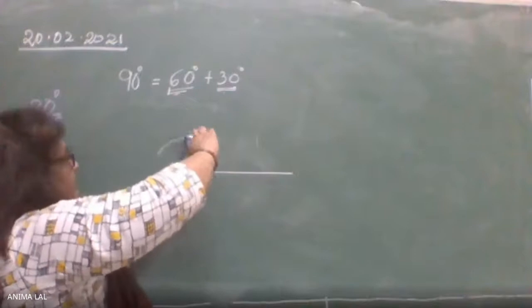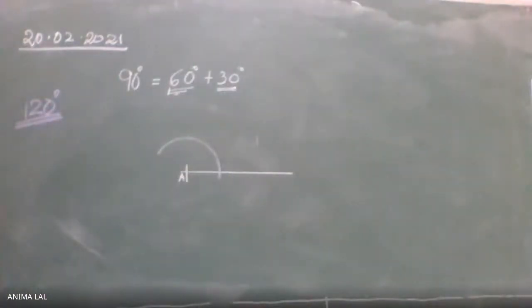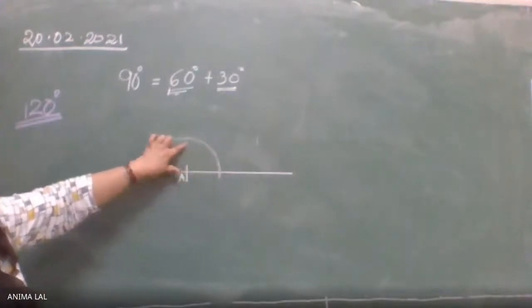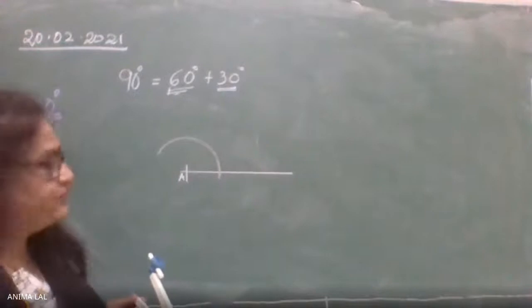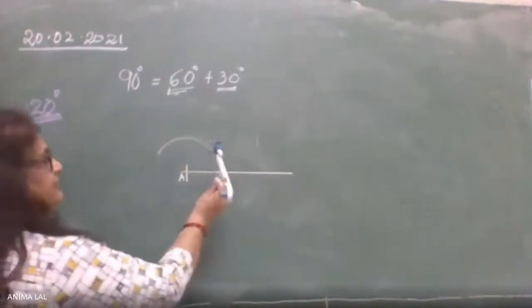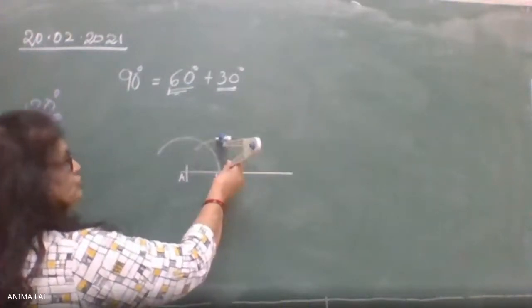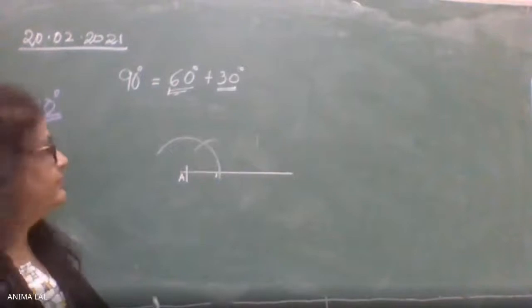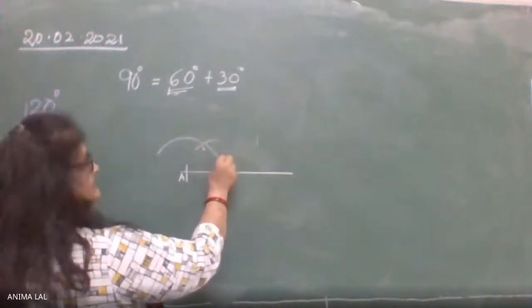On this arc itself, you will get your angles. All the angles will be on this arc. Without changing the radius, this is point 1. Without changing the radius, I put it on point 1. I get point 2. This point 2 will give me a 60-degree angle.